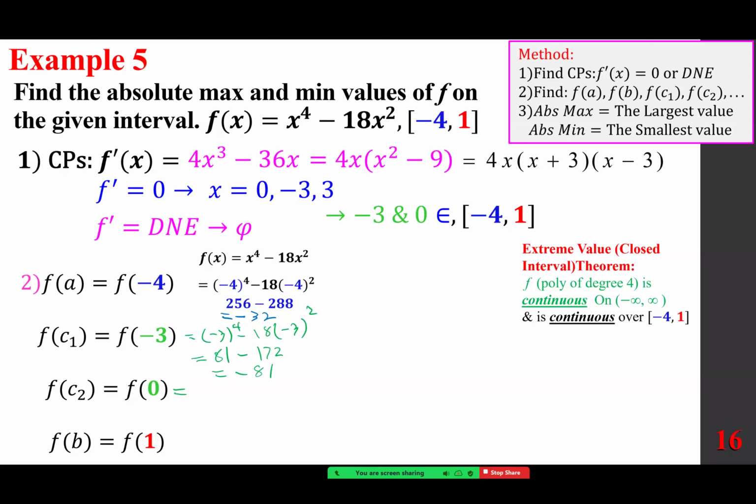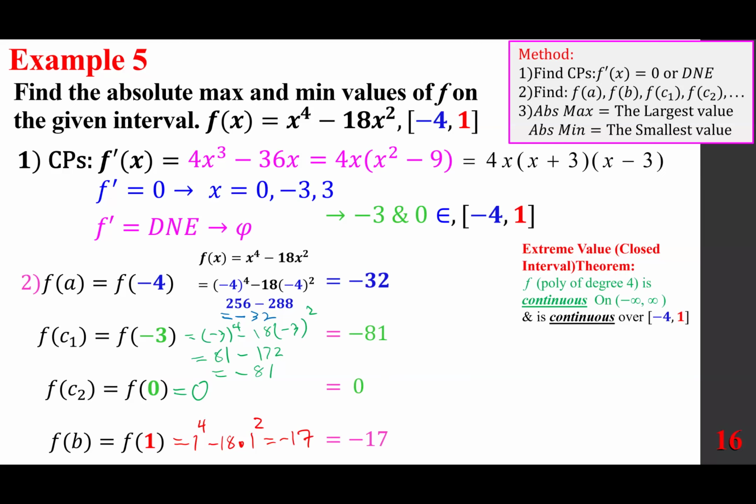If you plug in 0, clearly you get 0. I mean, there's really not much you have to do. If we plug in 1, we get 1 to the power of 4 minus 18 times 1 to the power of 2, which is clearly 1 minus 18, or minus 17. So those are the evaluations, right?